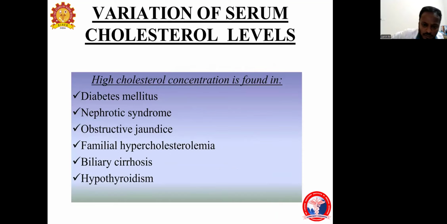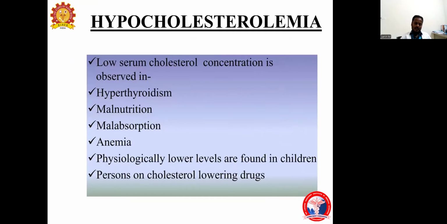High blood cholesterol concentration is found in diabetes mellitus, nephrotic syndrome, obstructive jaundice, biliary cirrhosis and hypothyroidism. These are all disorders in which cholesterol levels will be high. Low serum cholesterol levels are observed in hyperthyroidism, malnutrition, malabsorption and anemia. And physiologically, lower levels are found in children and in people on cholesterol-lowering drugs.